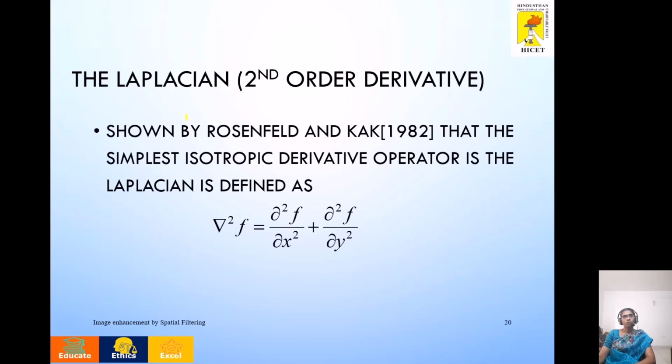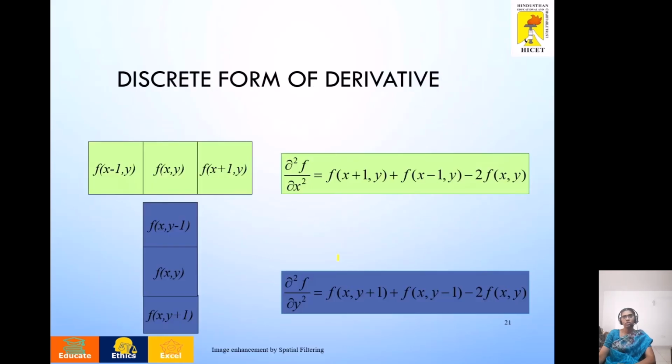The most preferable second order derivative is the Laplacian operator, which was derived by Rosenfeld and Kak, and it is the simplest isotropic derivative operator, given by ∂²f/∂x² plus ∂²f/∂y². Along ∂²f/∂x², if you consider the previous and successive pixel, you will get this expression, and for ∂²f/∂y², you will get this expression. So the Laplacian ∇²f is equal to the sum of these.